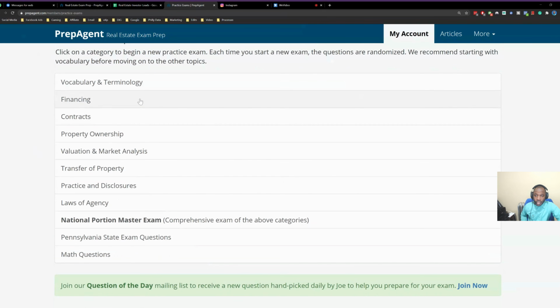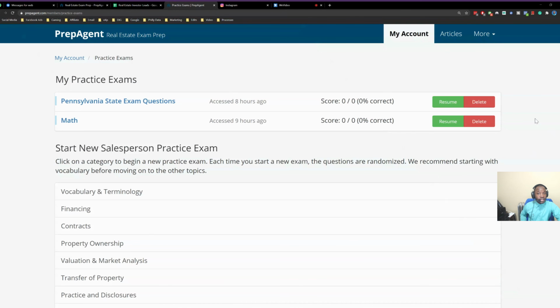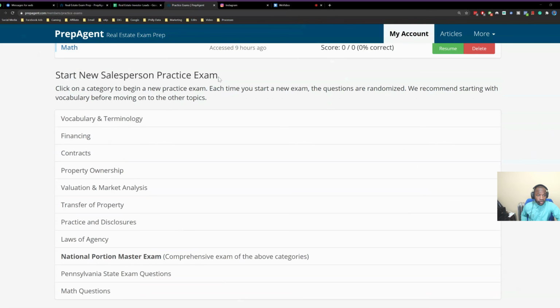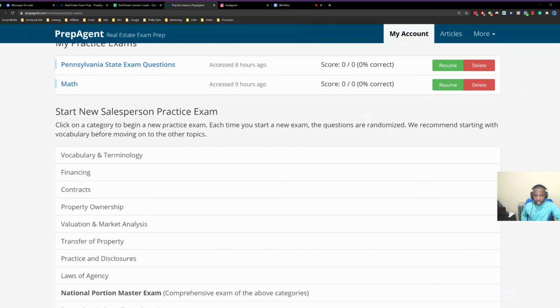But right here, say you're weak in a certain area, right? You can go to that area and you can focus on only that area. It's broken up into specific topics that you can focus on and address.